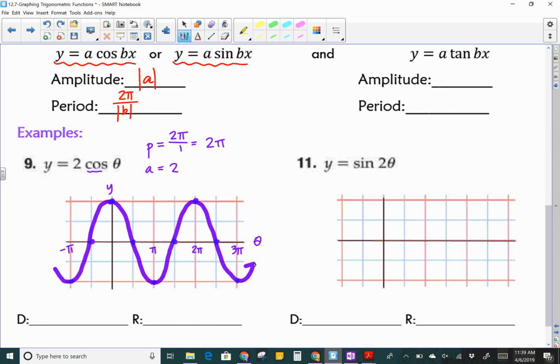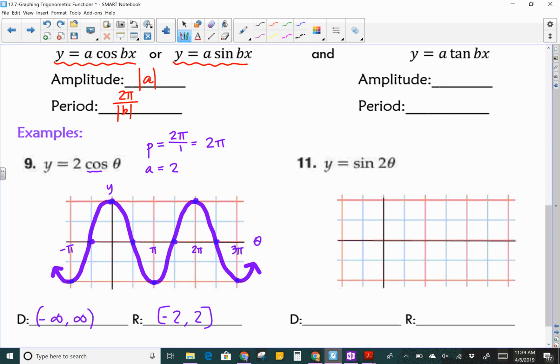And I do want to see arrows on your graph because these functions go on forever and ever in both directions. Let's go fill in our domain. Domain is negative infinity to positive infinity. And my range is changed, but now we are negative 2 to positive 2.